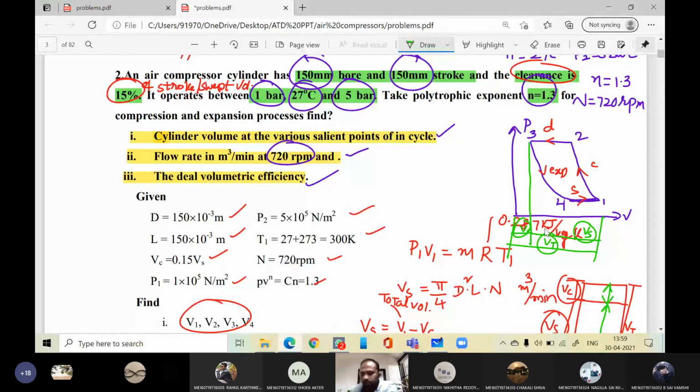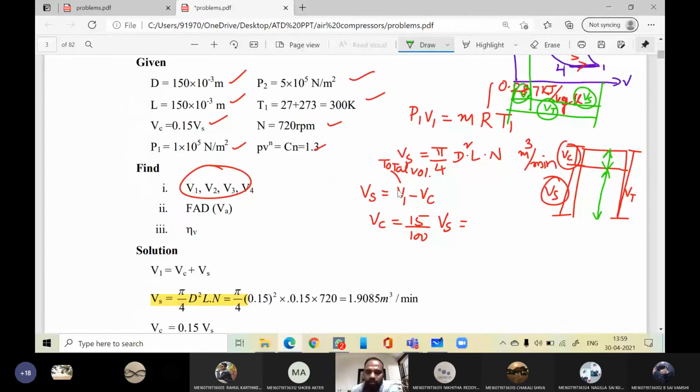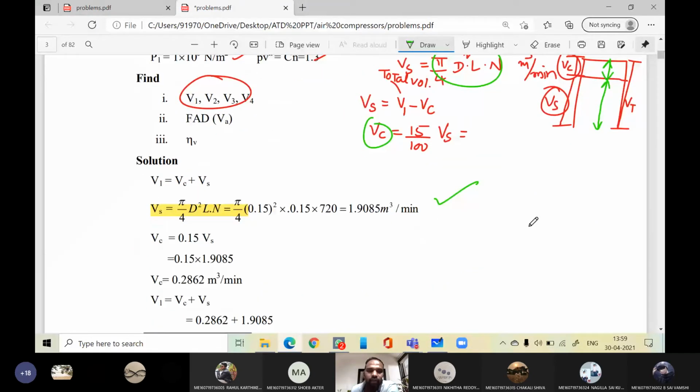Right. So from this, now calculate Vs. You calculate and tell me. Pi by 4 d square into L into N, where N is equal to 720 RPM. It should be in minutes only. Diameter is given in mm, convert into meters by multiplying with 10 power minus 3. And stroke length is also given, so that you will get the swept volume. Once you know swept volume, you can calculate clearance volume also in terms of swept volume. Thereby you will get the V1 value.